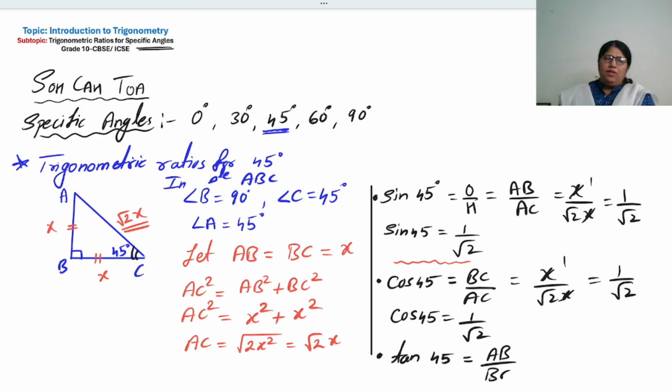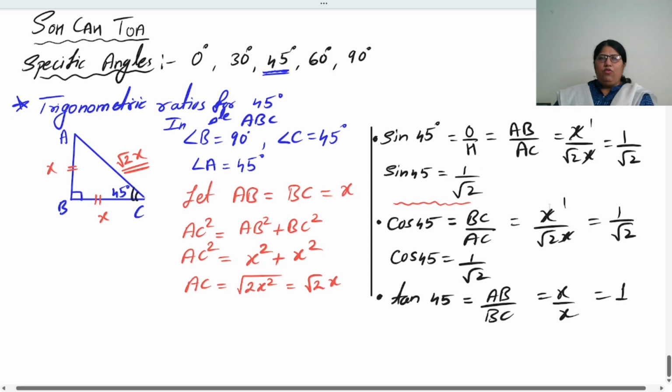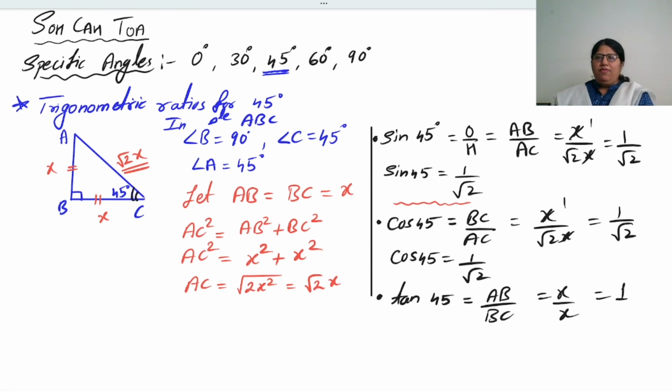So AB by BC, which is x by x, and the value is 1. So we got all three basic trigonometric ratios here. The value of 45 degrees: sine 45 and cos 45, both are equal values, 1 by root 2, and tan 45 is 1. Now you will see tan 45 in your next application based question. This value is very important, right?